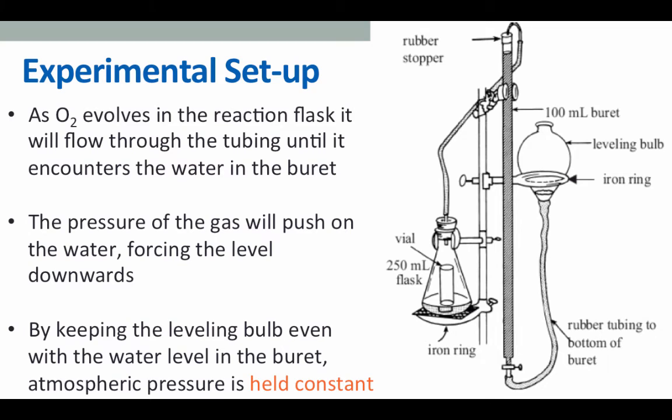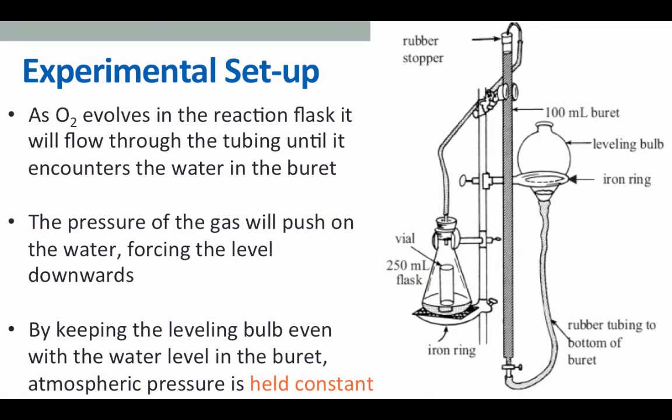So just a little more detail on how the setup will work. In the Erlenmeyer flask, you will have a sample containing hydrogen peroxide and the catalyst sulfuric acid. You'll then add potassium permanganate into a small vial and lower that vial into the Erlenmeyer flask.